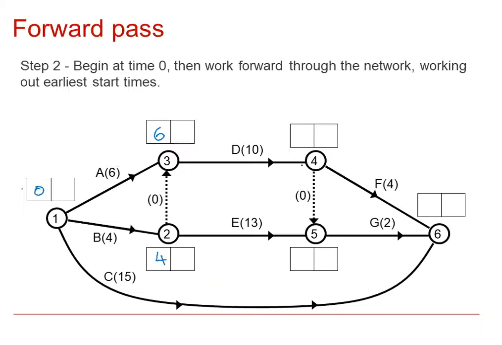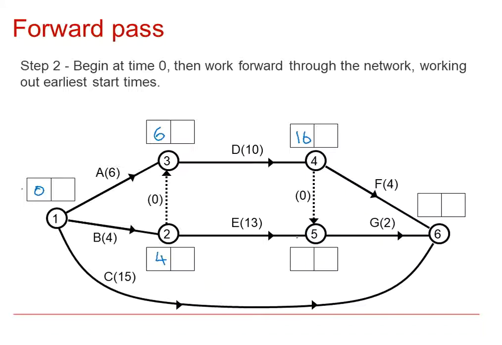Then we look at the fourth event. This is the event when we have completed D, and the earliest we can complete D is the 6 when it started plus the duration 10, which is 16. Then we look at event 5.